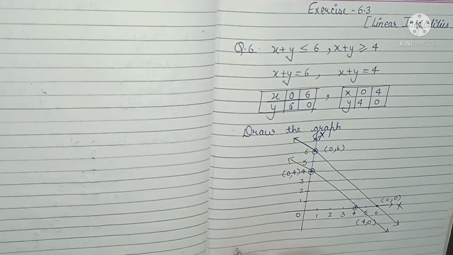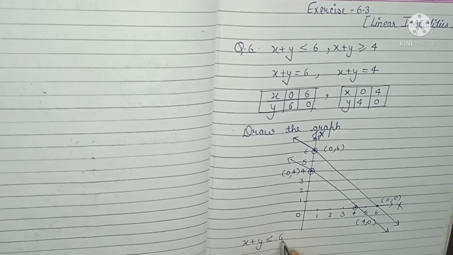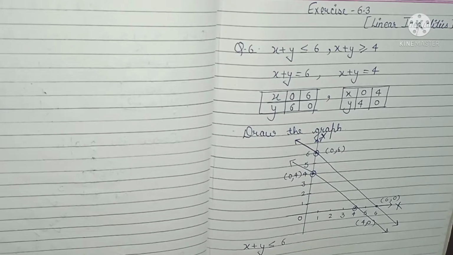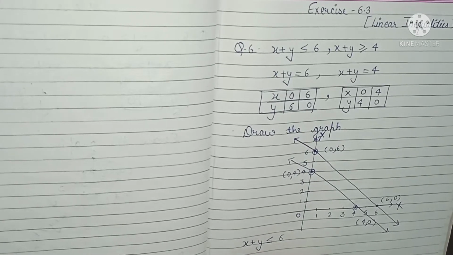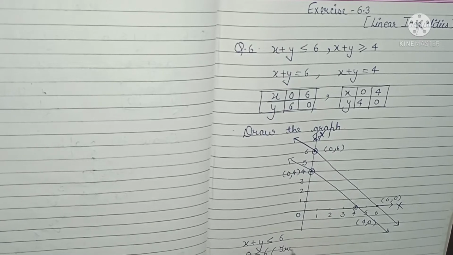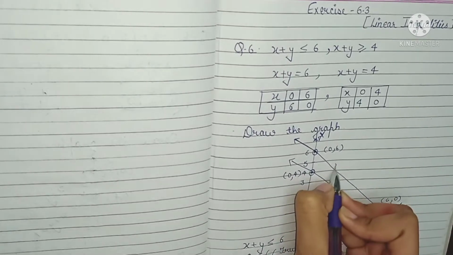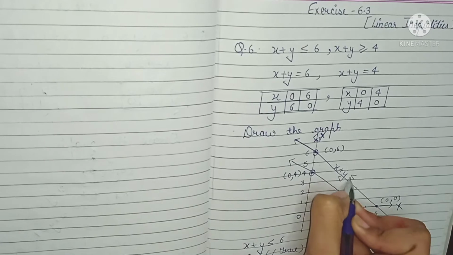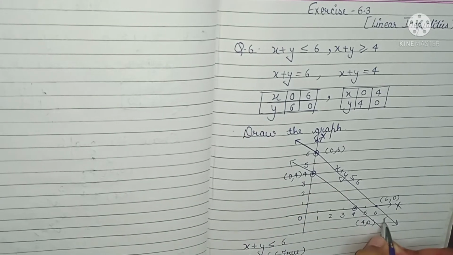Now you have to find the shaded region. x plus y is less than or equal to 6. आप शेडेड रीजन कैसे फाइंड आउट करते हैं? x और y की वैल्यू को 0, 0 पुट करके. 0 is less than 6. It is true. It means the shaded region for x plus y less than or equal to 6 is towards the origin.